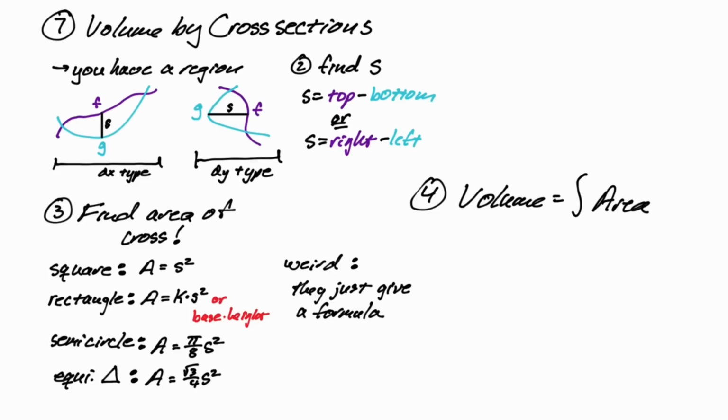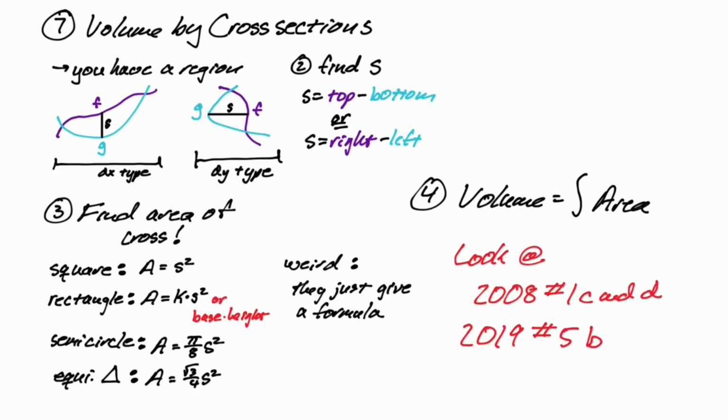I would suggest if you're looking for some weird problems, look at 2008, number 1, parts C and D, in particular D on that. And then in 2019, number 5B, that's like 3 representative type of problems of kind of everything I just talked about there. All right, that's all I got for AB.